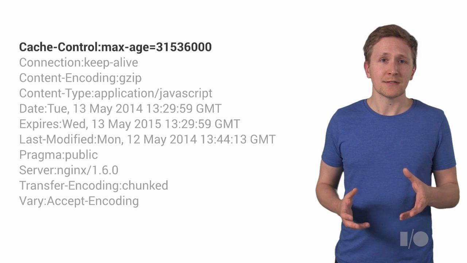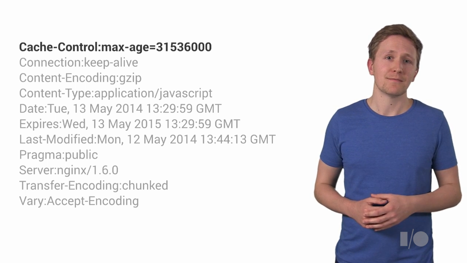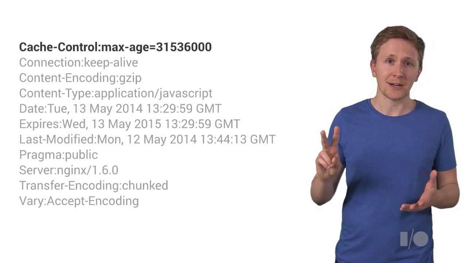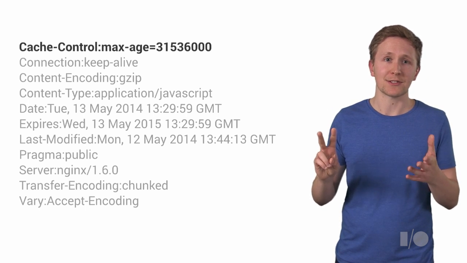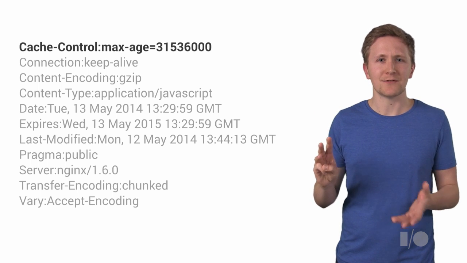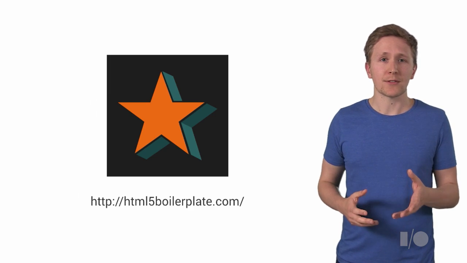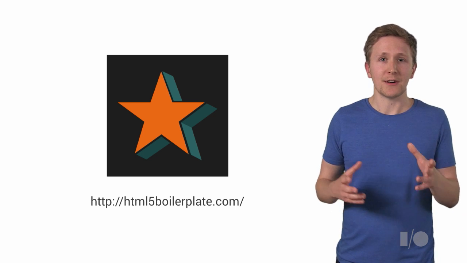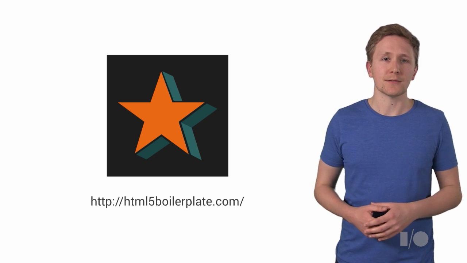When it comes to caching, there are a few things you need to ask yourself. First, how long can I cache my files for? Second, how do I actually get my server to return this cache control max age header? And thirdly, what do I do when I need to change a file? Answering the first question of how long do I cache my files for, I personally found HTML5 boilerplate to be a good source of guidance.